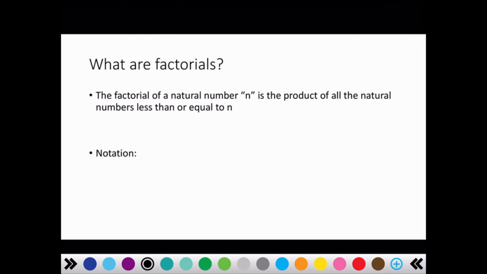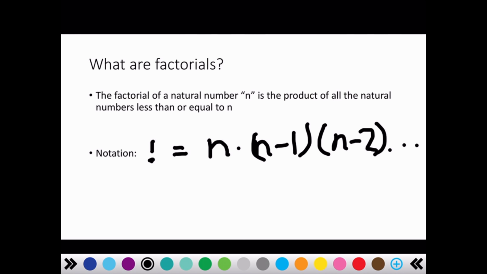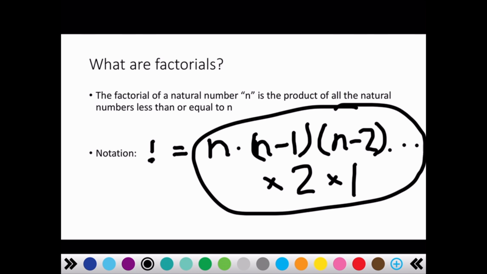So let's start off by going over the definition of a factorial. A factorial of a natural number n is the product of all the natural numbers less than or equal to n. We can write it in the notation of an exclamation mark. So we can also write this as n times n minus 1 times n minus 2 and so on till it's times 2 and then times 1. So all of this stuff right here is the factorial of n, and this is the same as the definition, where it's the product of all the natural numbers less than or equal to n. Remember, natural numbers are just another word for positive integers.